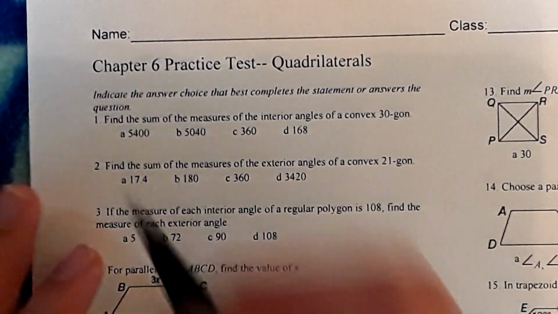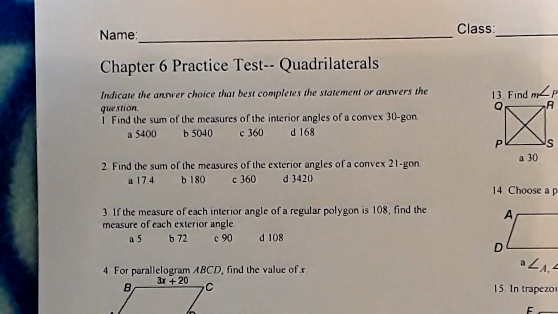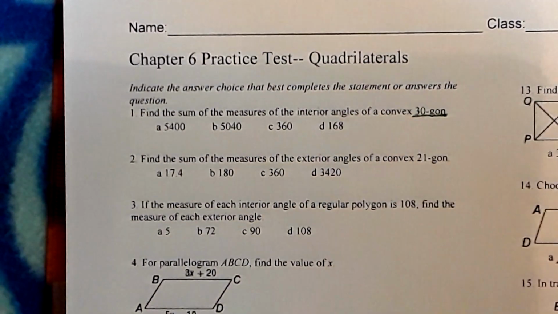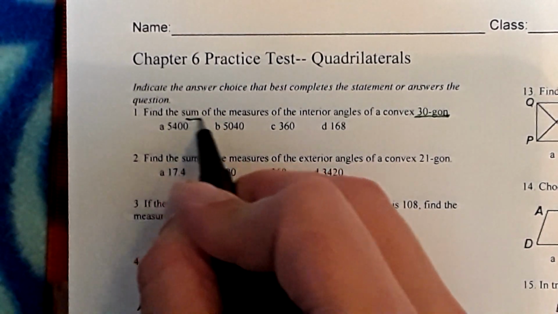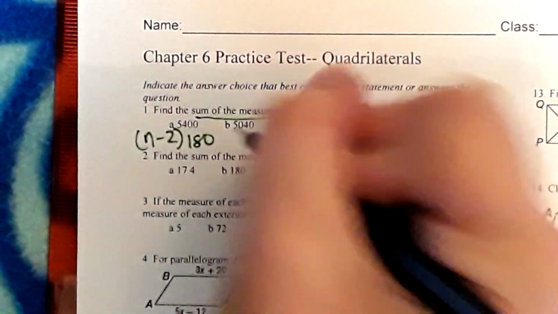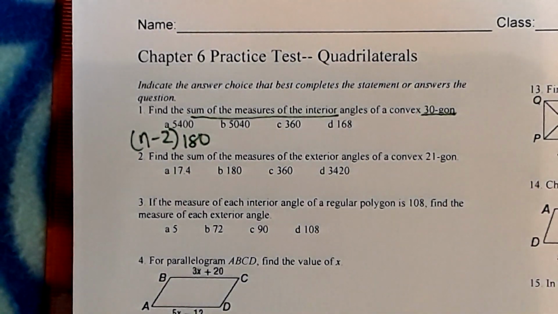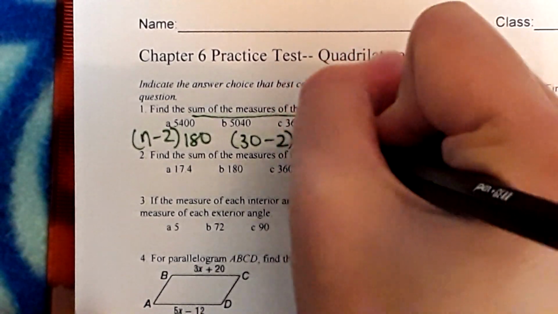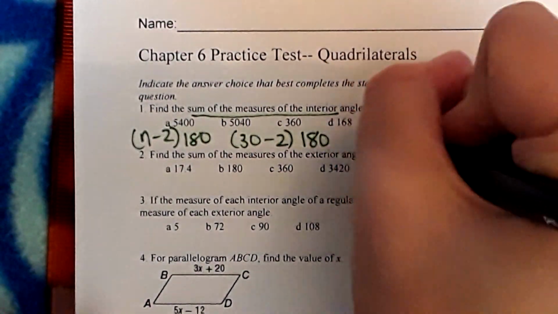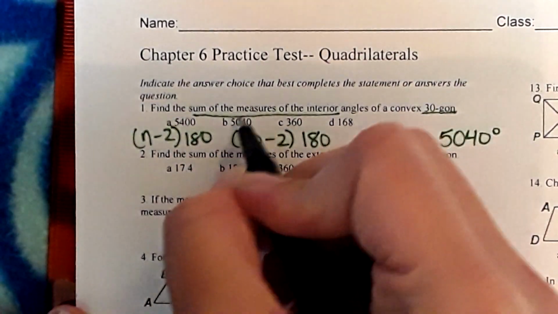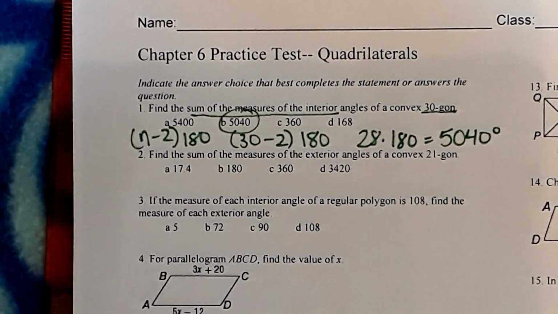Okay, so number 1, it says find the sum of the measures of the interior angles of a convex 30-gon. Well, 30-gon means that it has 30 sides. The equation for sum of the measures of interior angles was n minus 2 times 180. What we're going to do is plug in 30 for the number of sides and then solve this equation. So it'll be 28 times 180 comes out to 5,040 degrees. So that's the sum of the interior angles of this 30-gon.